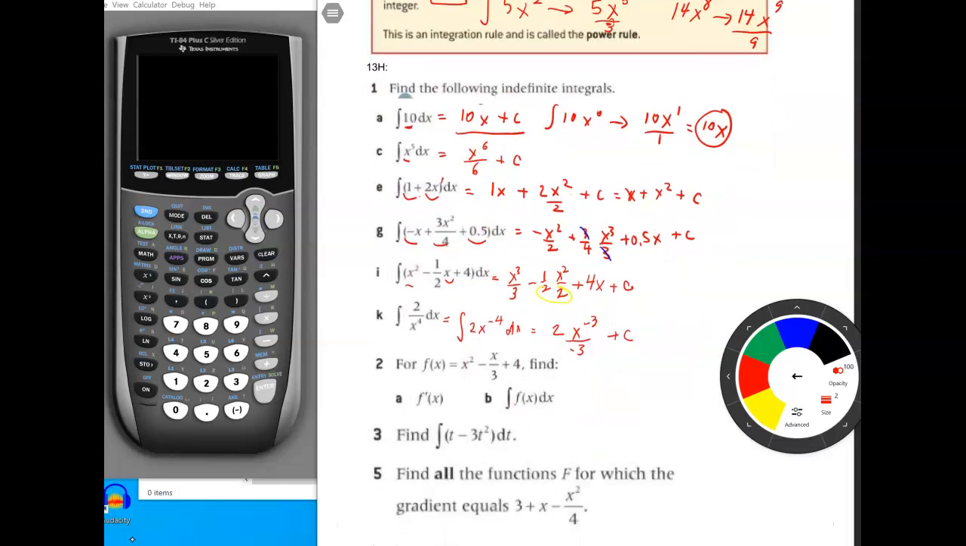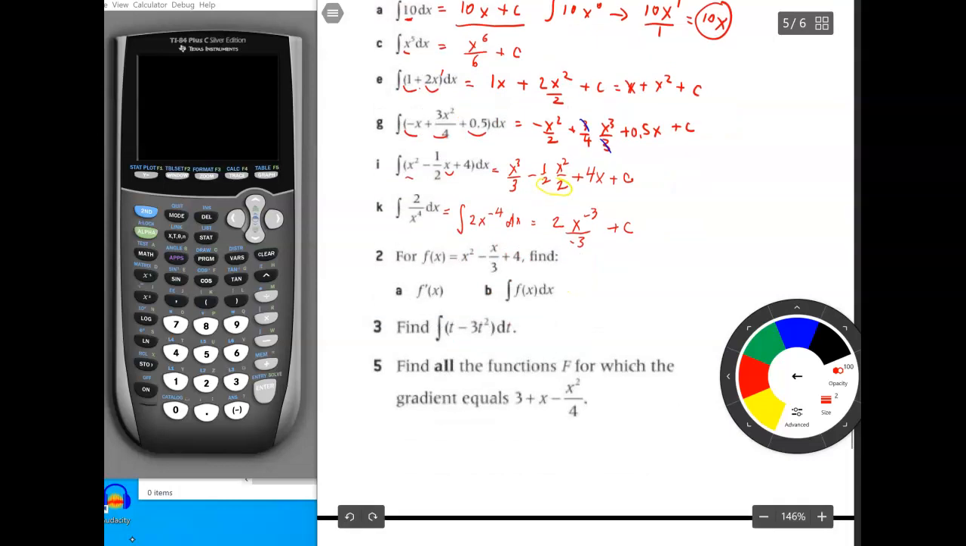Okay? Let's see. Next one. Number 2. For f of x equals x squared minus x over 3 plus 4, find the derivative of x. Remember, f dash of x means the derivative, and also find the integral of f. Remember, especially if we're doing all these integrals and antiderivatives, sometimes we get mixed up and we don't know what we're doing anymore. Go back and look at the formula booklet if you need to. When you find the derivative, you're going to reduce the exponents, and when you're finding the integral, you're going to add to the exponents. So first I'm going to take the derivative of this expression here. The first term, which is x squared, the derivative would be 2x, right?